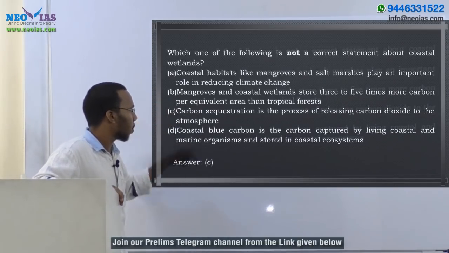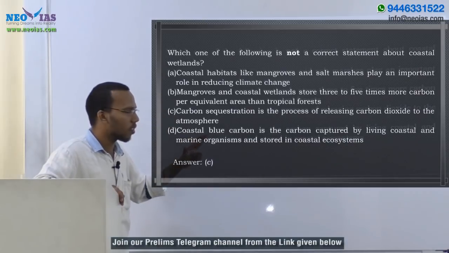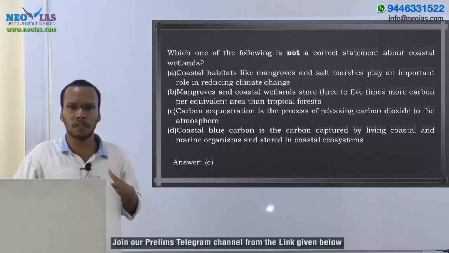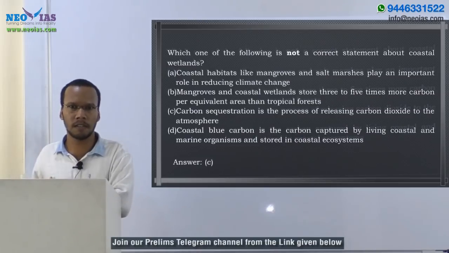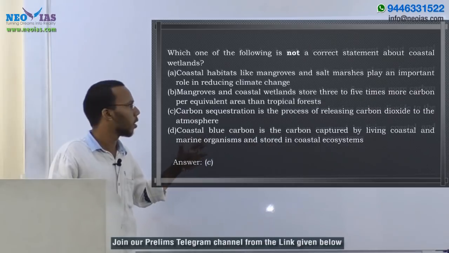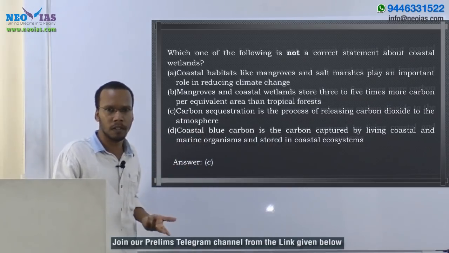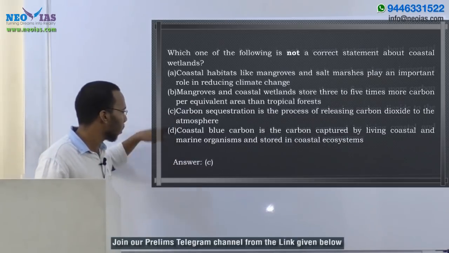Then C, carbon sequestration is a process of releasing carbon dioxide to the atmosphere. That's a wrong statement, because carbon sequestration is the process of capturing carbon dioxide from the atmosphere, converting it into carbohydrate and storing it somewhere else, right? That's the term known as carbon sequestration. It is not the process of releasing carbon dioxide. So C is the not correct statement. So our answer is C.